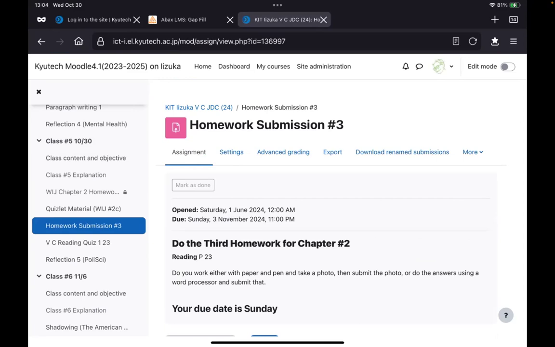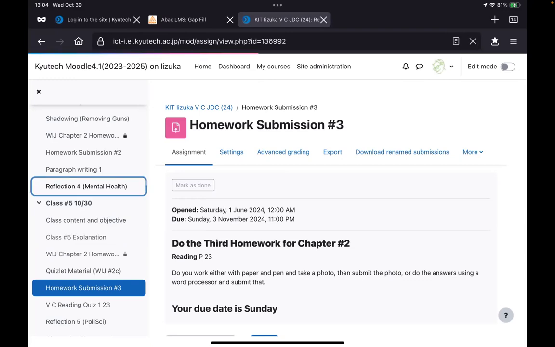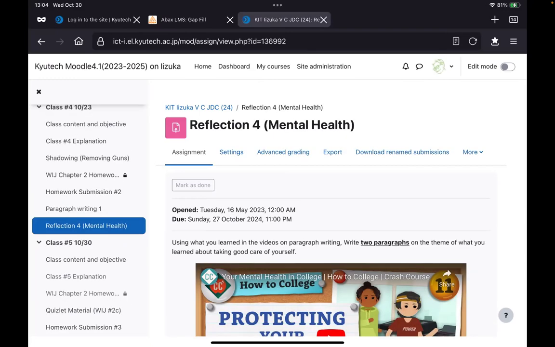Also too, a few of you sent me an email that said, Mr. Cruz, we can't access the Moodle. So that part, that reflection number 4, the one on mental health, I put that a little bit earlier for you, and that will be part of the calculation for your assessment. If you have any questions about that, please ask me. But yes, I know you weren't able to access the Moodle on Friday last week.